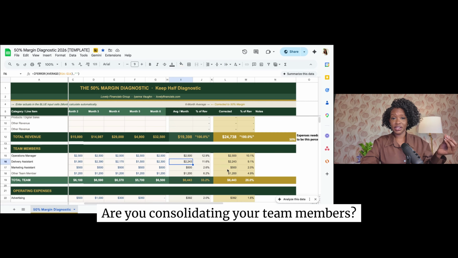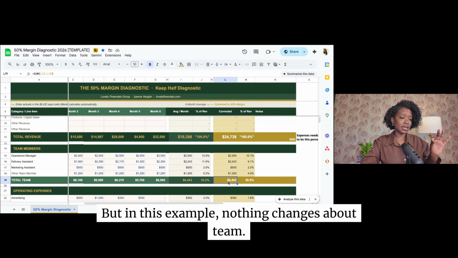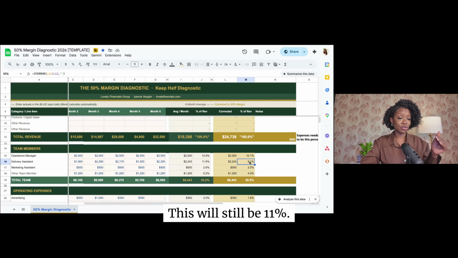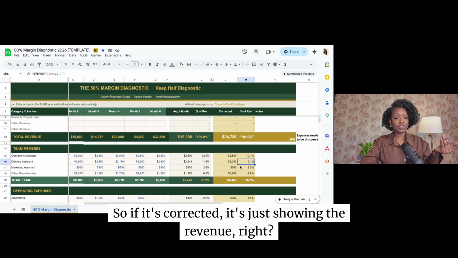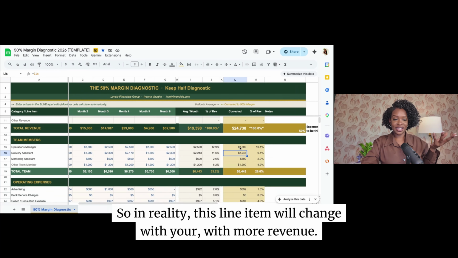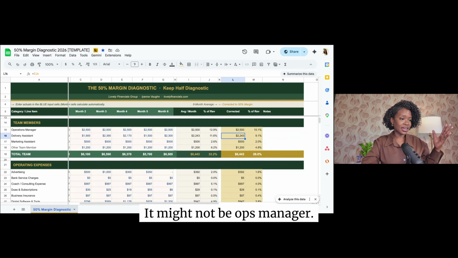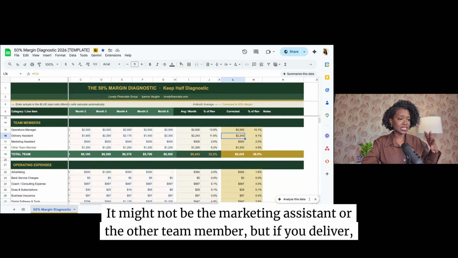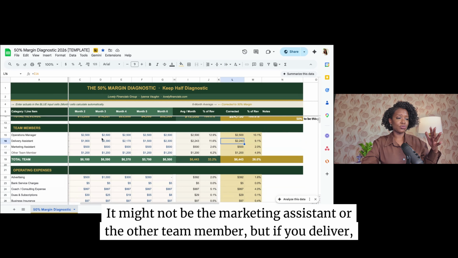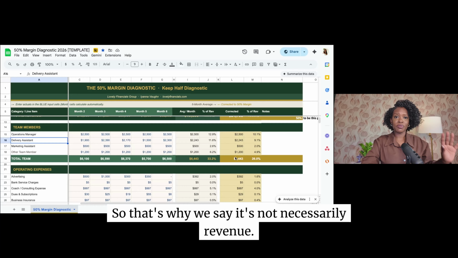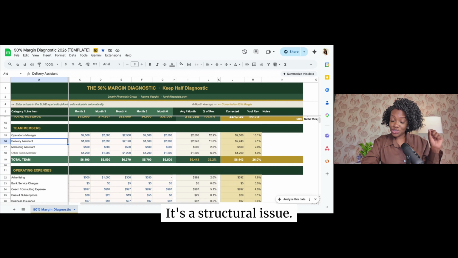Are you consolidating your team members? But in this example, nothing changes about team, but we know in fact that this will change. This will still be 11%. So if it's corrected, it's just showing the revenue, right? So in reality, this line item will change with more revenue. It might not be ops manager, it might not be the marketing assistant or the other team member, but if you deliver, you're probably going to increase an expense there. So that's why we say it's not necessarily revenue, it's a structural issue.